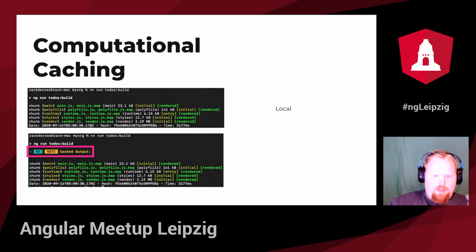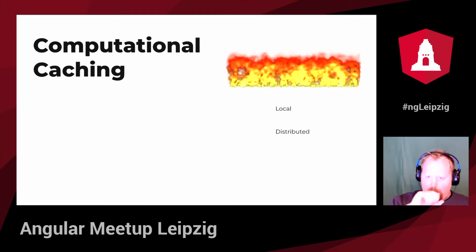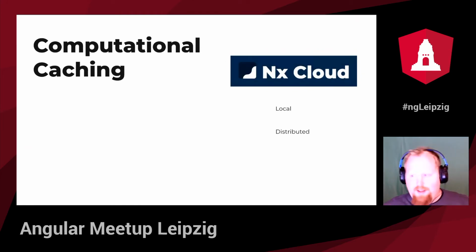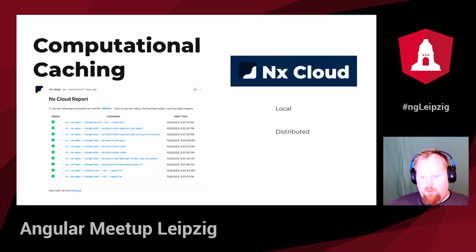And this is where the next step comes in, which is the distributed computational cache, which NX has a product for available now called NX Cloud. The idea is when you run a builder, just out of the box, NX will use a local cache to be able to skip some commands. But our distributed offering in the product will allow all of the network of people you work with, your CI pipelines, all these things to actually share one cache out in the cloud.